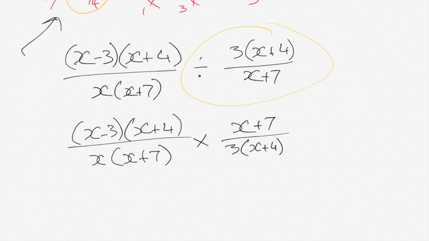What can we cancel out here? We've got an x plus 7 on the top there, and on the bottom there we've got an x plus 4 and an x plus 4 down there, and that's all. There's nothing else we can cancel out. So on the top I've got an x minus 3, and on the bottom I've got a 3 and an x, so that's 3x, and that's the simplest that we can get to. So that's an example of all the skills that we're going to be practicing today.